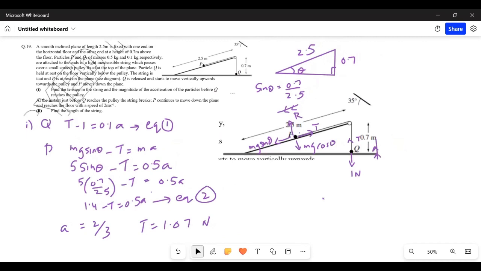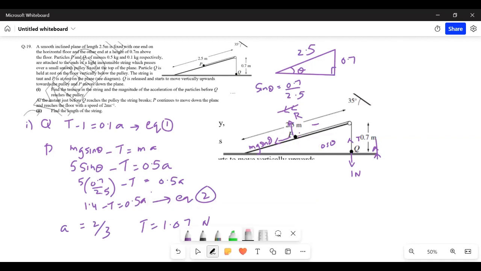I hope others got the same answer as well. Next part is, at the instant just before Q reaches the pulley, the string breaks. P continues to move down the plane and reaches the floor with the speed of 2. Find the length of the string.